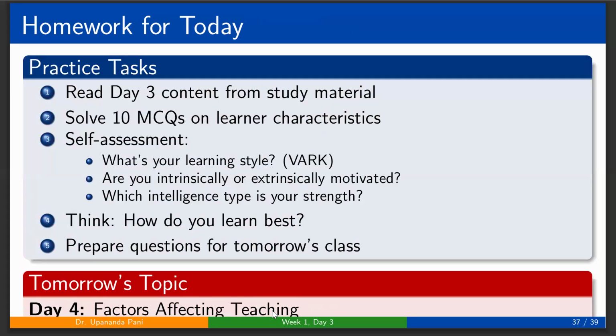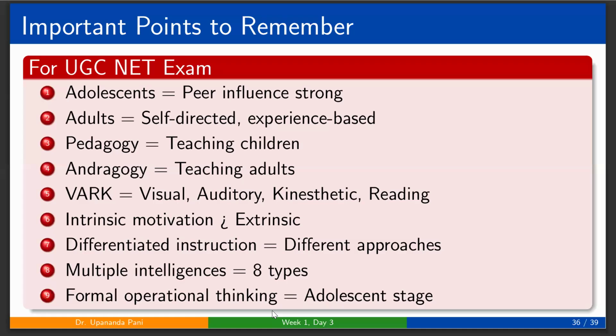So now what you have to do is practice at least 5 to 10 MCQs on learner characteristics. You have to do self-assessment. What is your learning style based on BARK, right? BARK is visual, auditory, kinesthetic, reading.